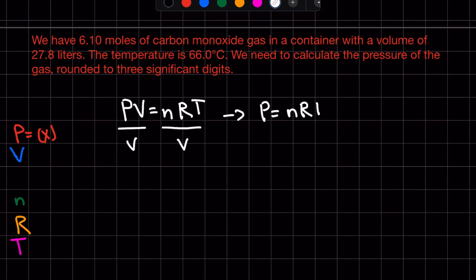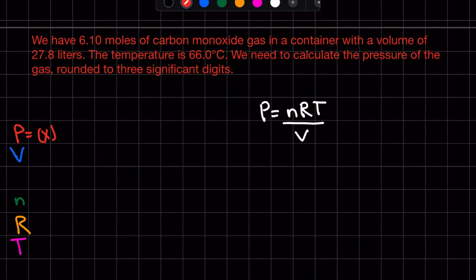nRT over V. So that's our new equation, and we can go ahead and grab all of our variables and solve for each one. It gives us our n, and that's 6.10 moles. And it also gives us our volume, which is 27.8 liters. Be sure to include the unit. And then R, the ideal gas constant, is always going to be 0.0821, and the unit is liters atmosphere per mole Kelvin. I don't think I have space for that, but that's what it's going to be.